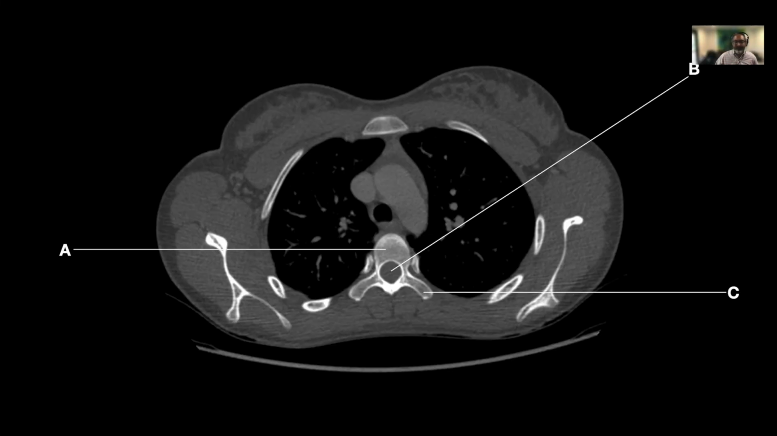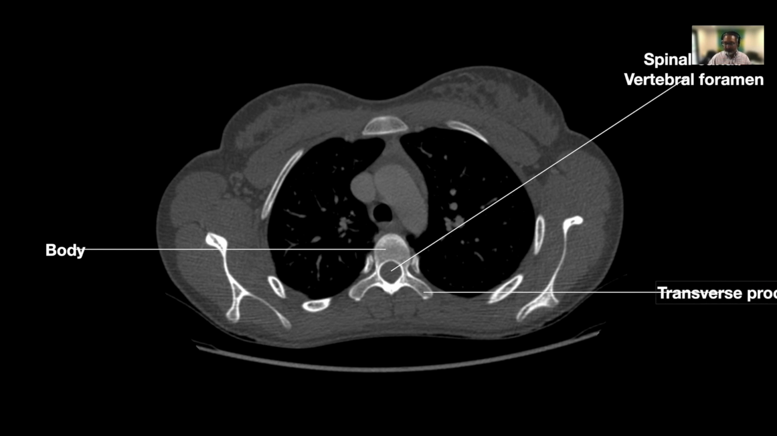I think this is the first one. So Jess, you have to come in and tell us what A, B, and C is. Body. Yep. Spinal canal or vertebral foramen. C would be the transverse process. Correct. Good job. All right, let's keep going.